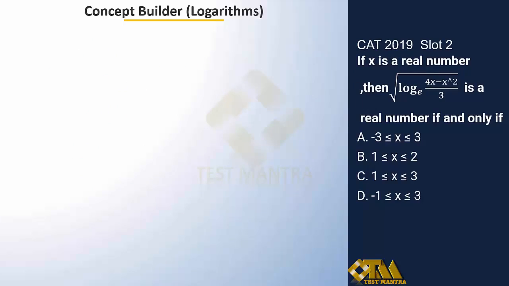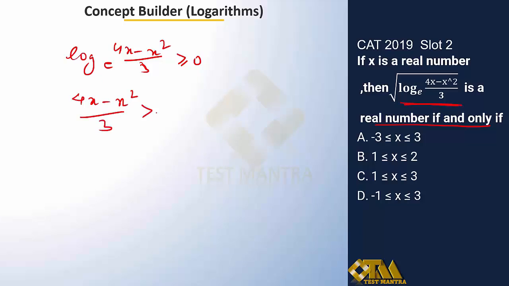Next one. Right, so here the important part is this thing. I should keep in mind that this value is a real number if and only if this value is greater than or equal to 0. So I can say log 4x minus x square by 3 to the base e should be greater than or equal to 0. Right, now if it's greater than or equal to 0, can I say that this value 4x minus x square by 3 should be greater than or equal to 1?